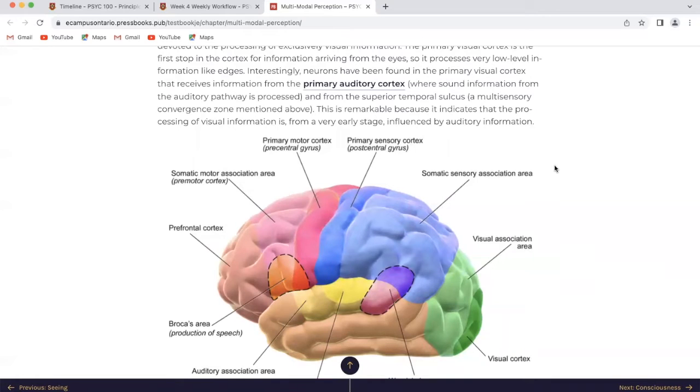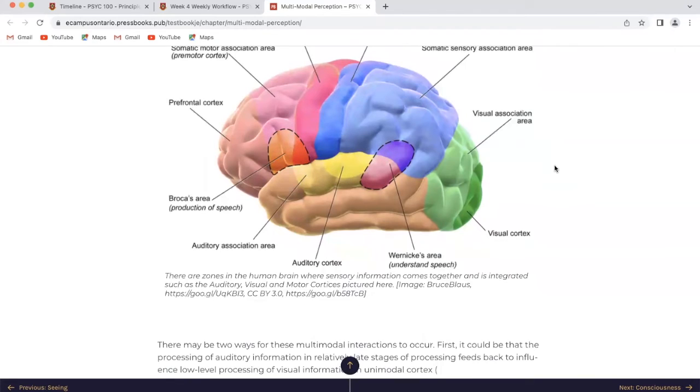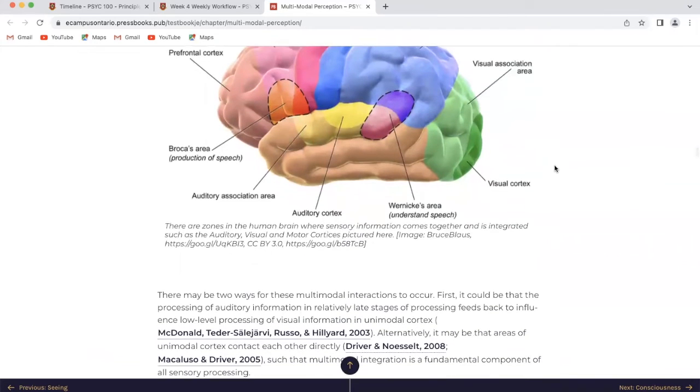Interestingly, neurons have been found in the primary visual cortex that receive information from the primary auditory cortex, where sound information from the auditory pathway is processed, and from the superior temporal sulcus, a multisensory convergence zone mentioned above. This is remarkable because it indicates that the processing of visual information is, from a very early stage, influenced by auditory information. There may be two ways for these multimodal interactions to occur.